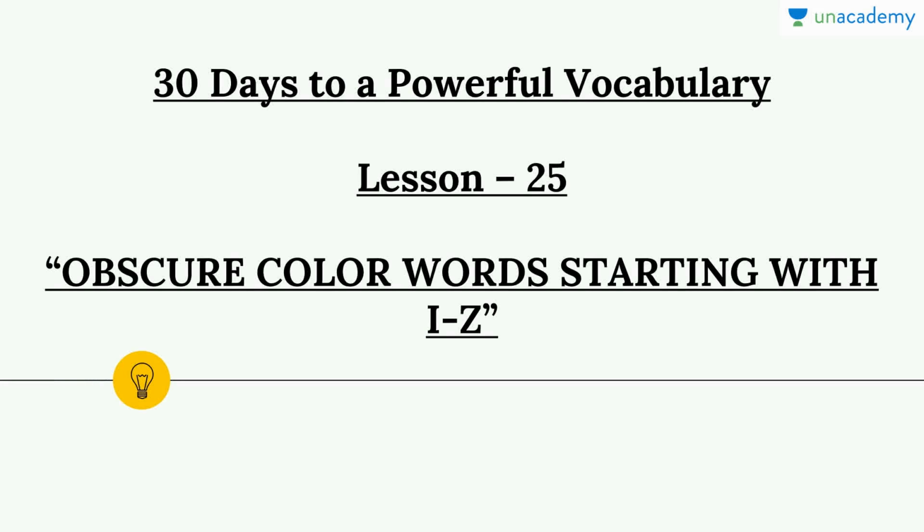Hello everyone, welcome to the 25th lesson of our course, 30 days to powerful vocabulary. In this lesson, I will continue the words that I have been telling you for different colors, which are a bit obscure and hidden. These obscure words for colors are going to help you know many different and interesting words for different colors. In this lesson we are going to continue with the letters I to Z.